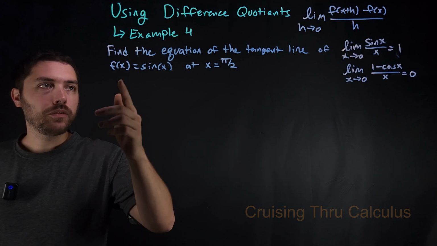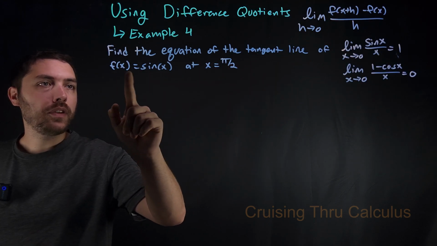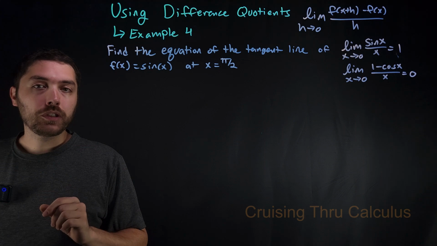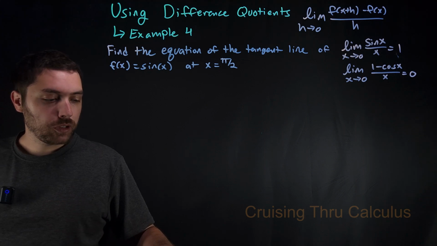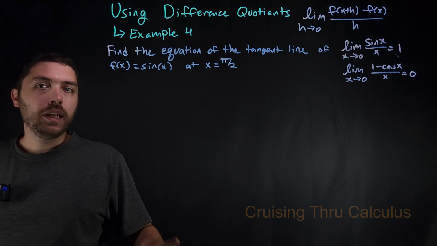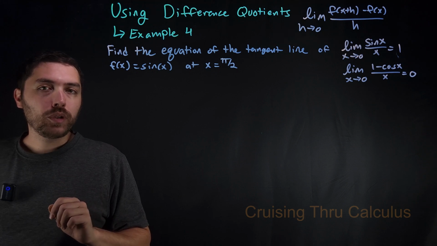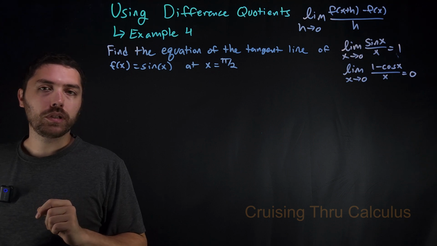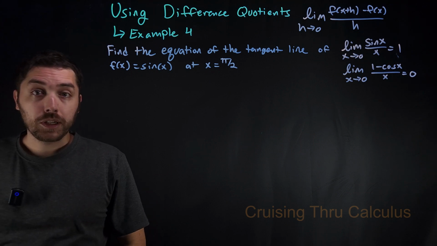This problem says, find the equation of the tangent line of f of x equals sine of x at x equals pi over 2. Now let me tell you, this one is quite a doozy. I even have some notes here just to make sure I don't make a mistake. Along the way, we're going to need to know a couple of trig identities, and you need to know these two limits up here in order to answer it. So let's dive in here.